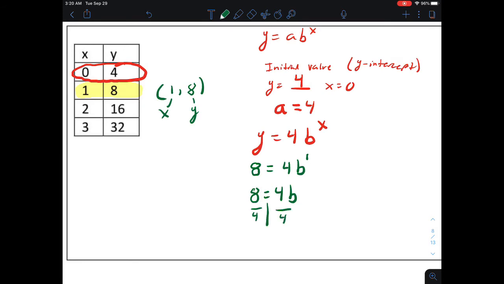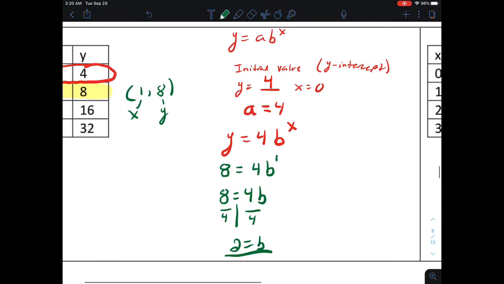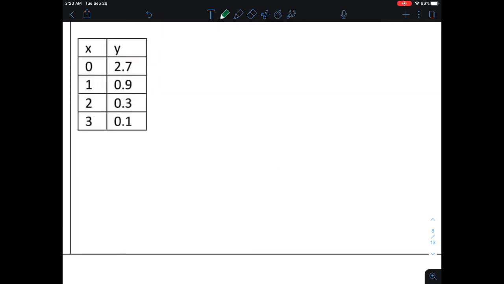And we get 2. So 2 is equal to b. Now what that means is we can now write our equation. Our equation is y equals 4 times 2 to the x power. All right, let's do this process again.